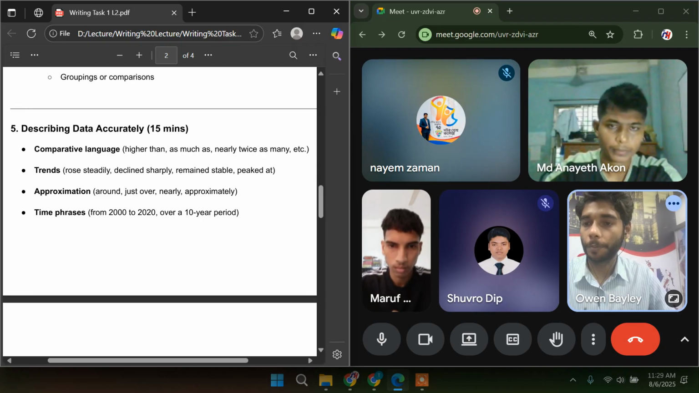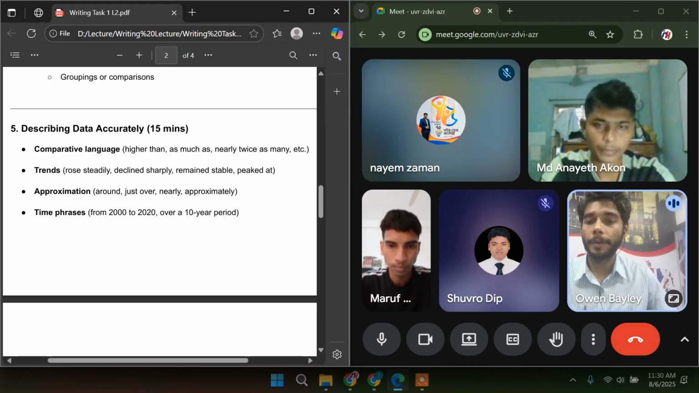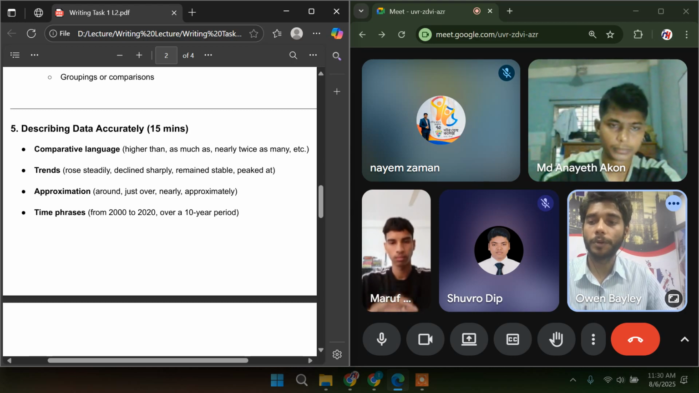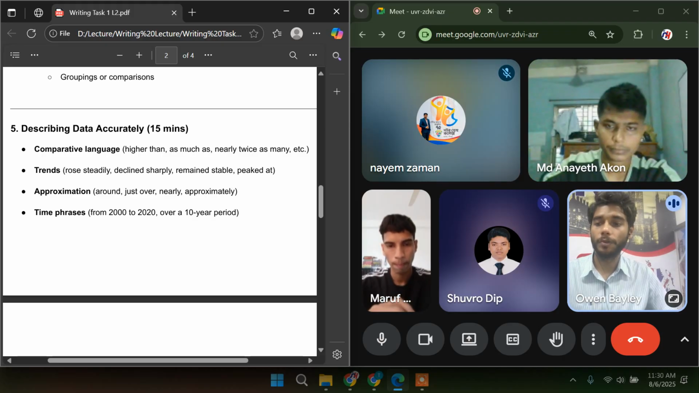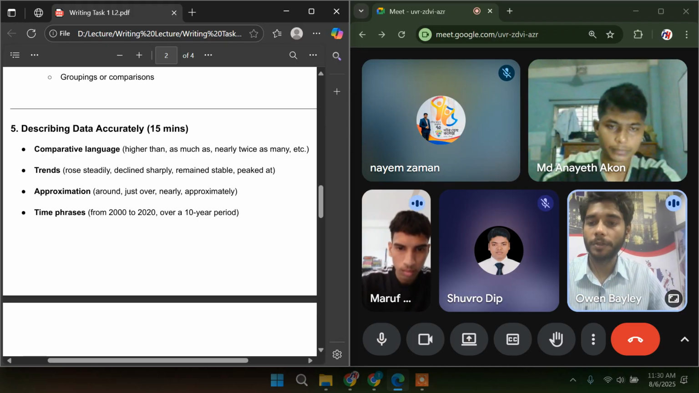For comparative language, use phrases such as higher than, as much as, nearly twice as many. You should use this kind of comparative language. For trends, use rose steadily, declined sharply, remained stable, peaked at. When you're talking about comparison, use those, and when you're talking about trends, use these. There are a lot more words that you can use. For approximation, use around, over. When you're estimating, use around, just over, nearly, or approximately.